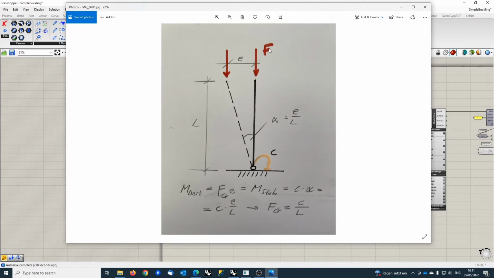And one sees that this normal force here, if it's compressive, softens the system, so to say. The opposite would be true. If we would have here tension in the system, then this would have a stiffening effect.